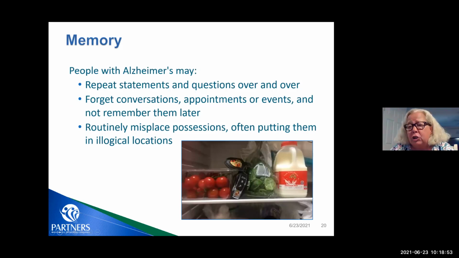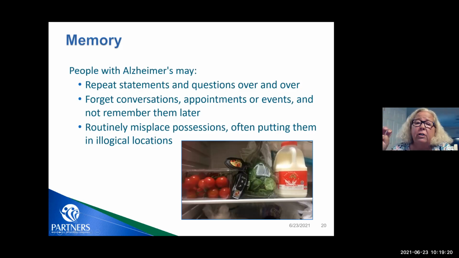So if I get stressed out this week and forget that I have an appointment on Friday and they call me and say, hey, you missed your appointment, you're like, I knew it. I knew I had a 2:00 appointment. I just got busy and forgot it. That's not the way the person with Alzheimer's is. The person with Alzheimer's is like, no, I don't have a 2:00 appointment, because that memory didn't form like it should. They also start to routinely misplace possessions.